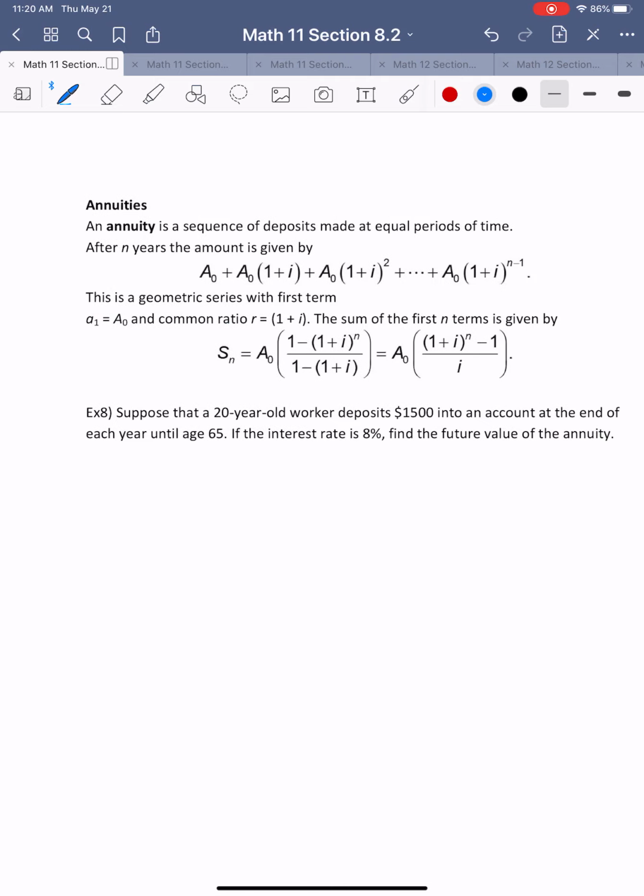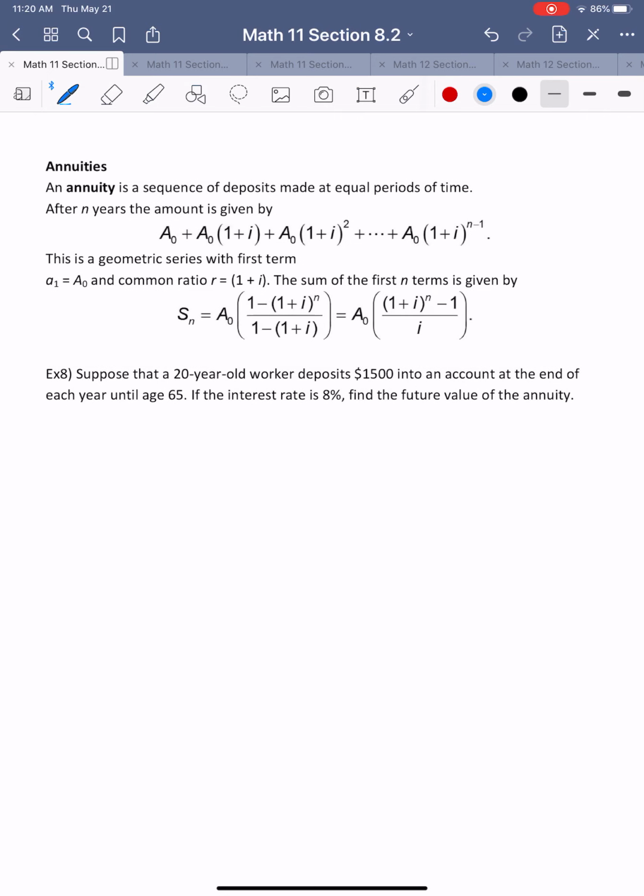All right, let's look at the annuity. Any sequence of deposits made in equal periods of time. After n years, the amount is given by that formula. So that's the formula we have here. Suppose that a 20-year-old worker deposits $1,500 into an account at the end of each year until age 65. If the interest rate is 8%, find the future value of the annuity.